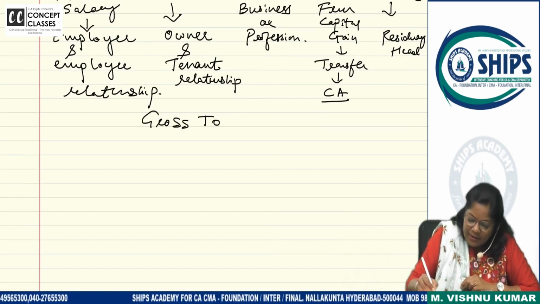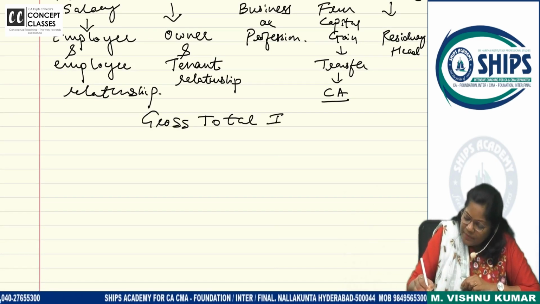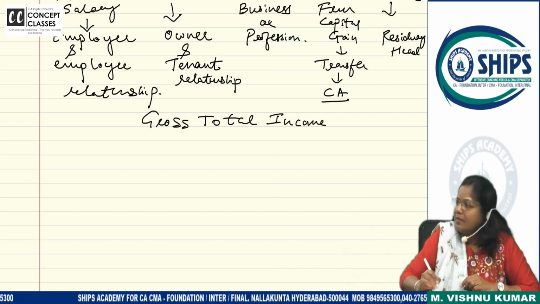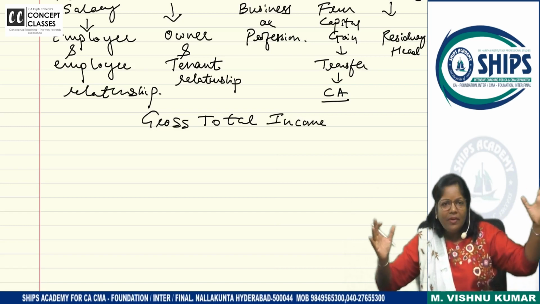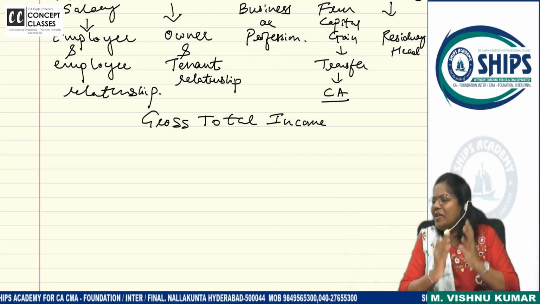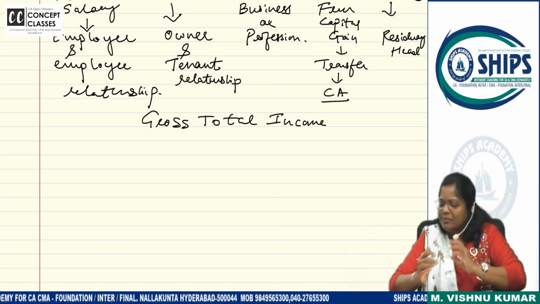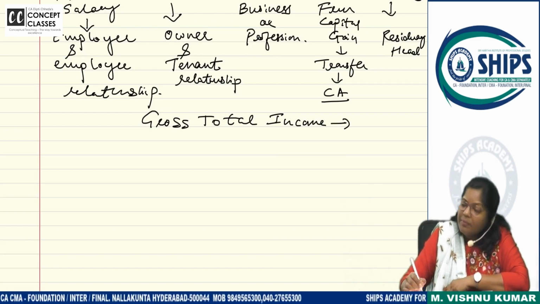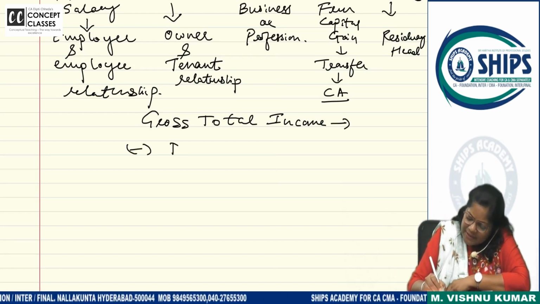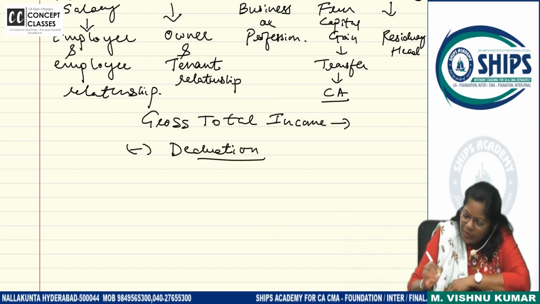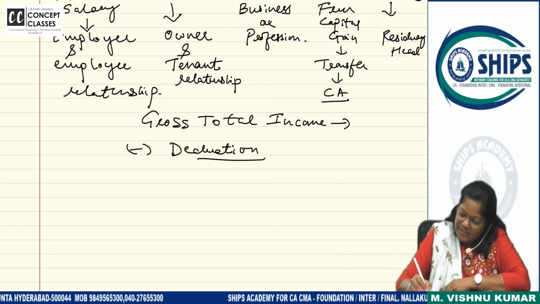Gross total income. Sure? Clear what is gross total income? From these 5 heads, whatever you get is the gross total income. Ma'am, if this is my income, I should pay tax on it. But one more chapter is added here, chapter 6A, and you get deductions.